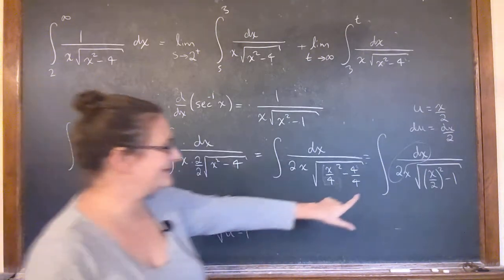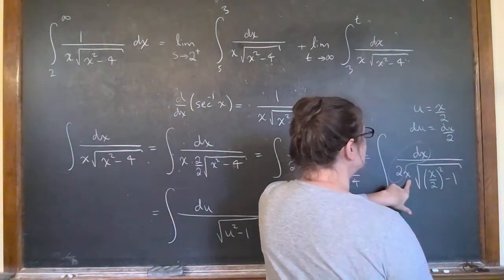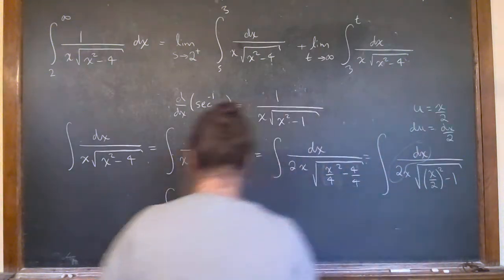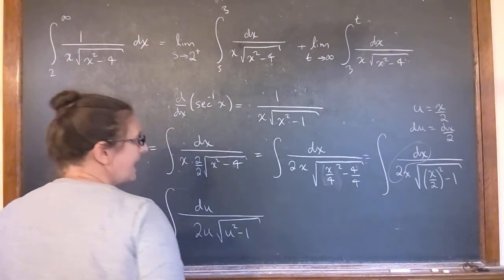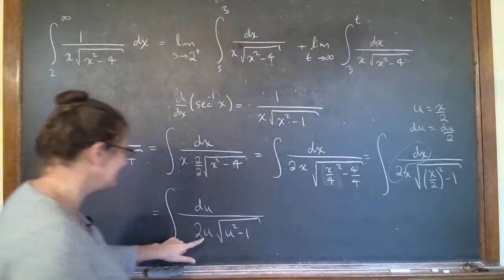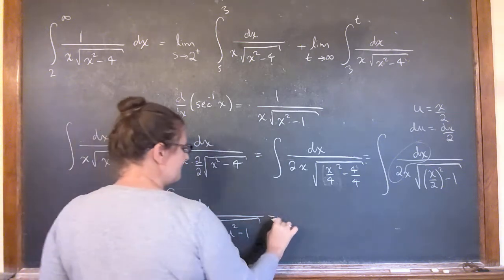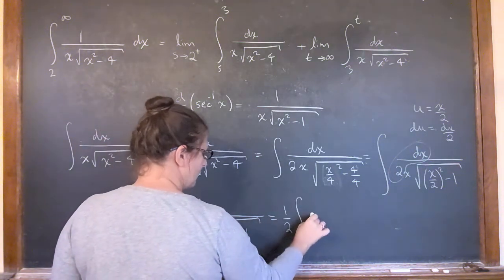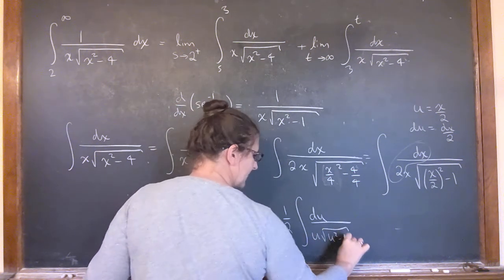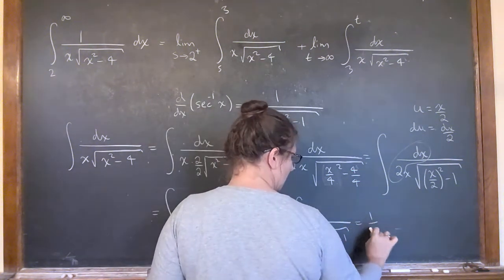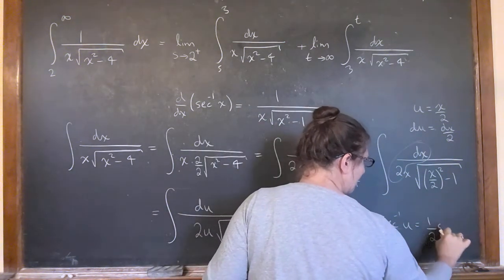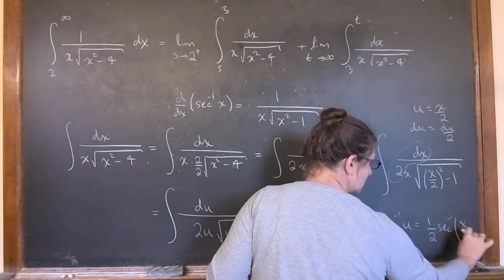But then I've also got this x. I have to substitute for the x. You will notice that if I look at this, x is 2u. So even though one 2 went with the dx, I still end up getting another 2 there. So in fact, it becomes 1/2 integral of du over u square root of u squared minus 1, which is then 1/2 inverse secant of u. So that gives me what I want, inverse secant of x over 2.